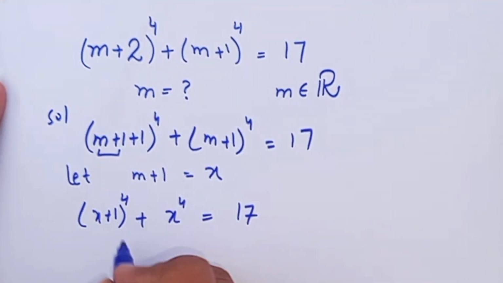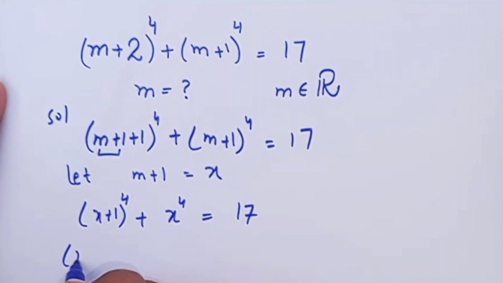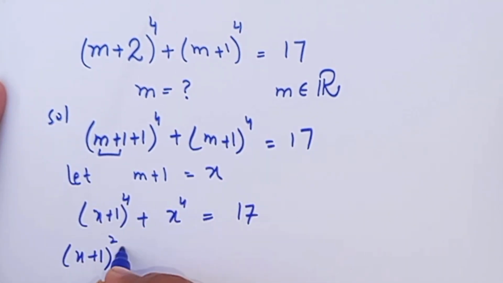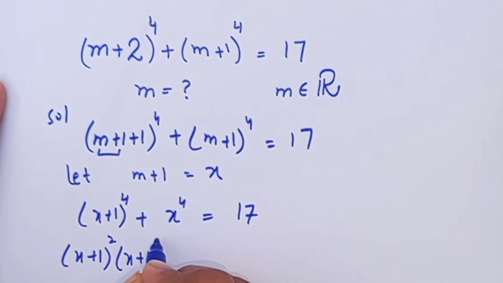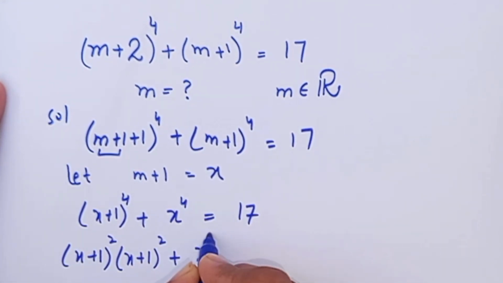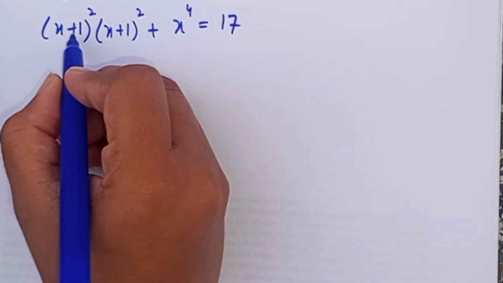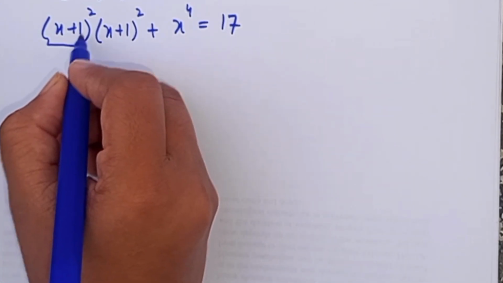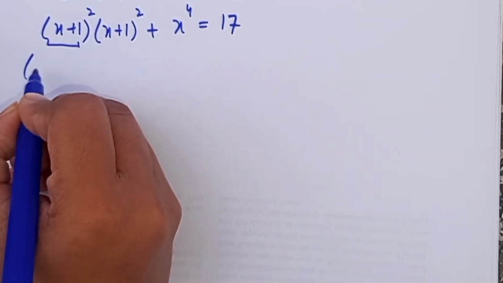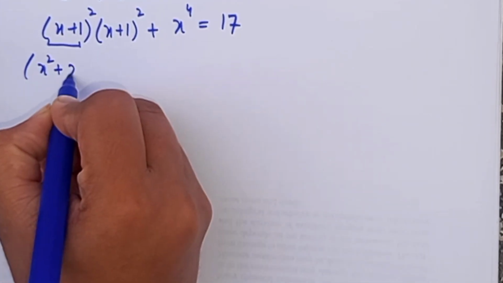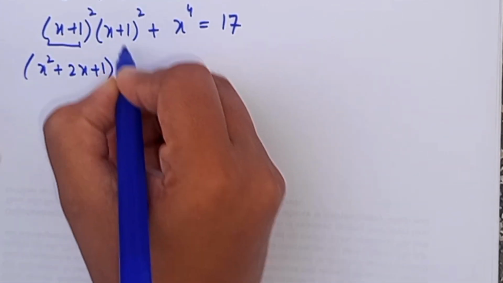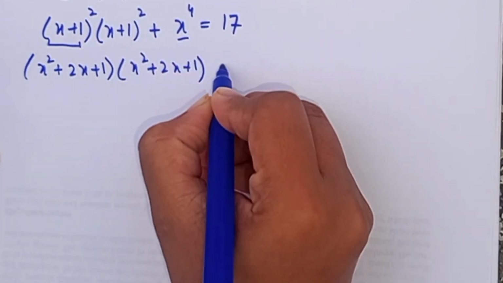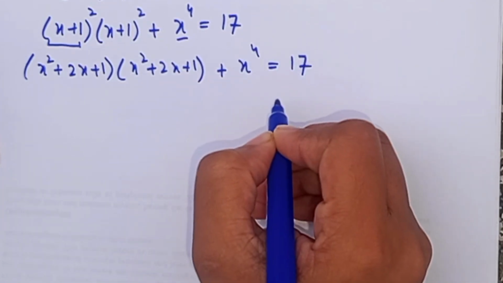And now in the next step, we write this first term, x+1, with its power 4, as (x+1) squared times (x+1) squared. We copy the remaining value. Now in the next step, we apply the identity on x+1 whole square. Then this will become (x^2+2x+1) times (x^2+2x+1), plus x^4, equal to 17.